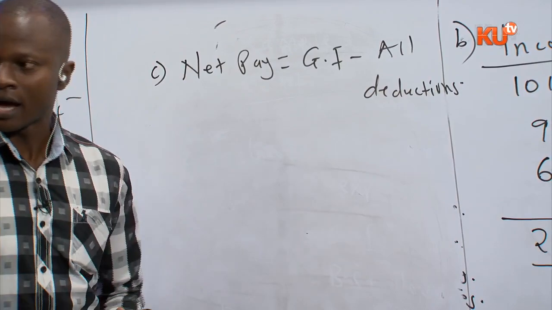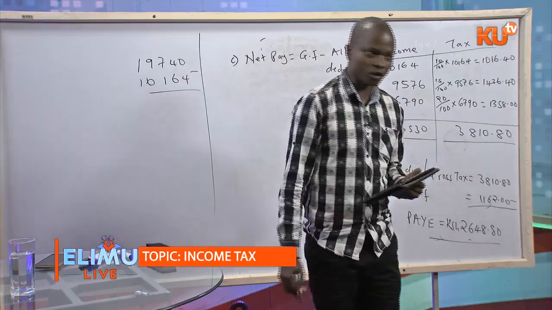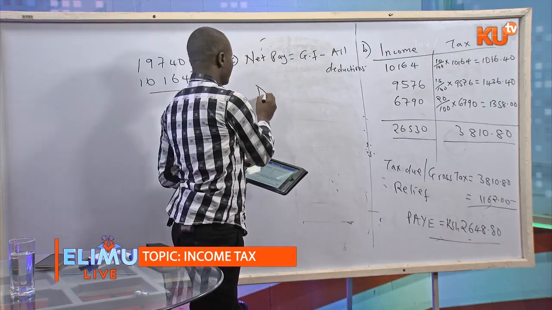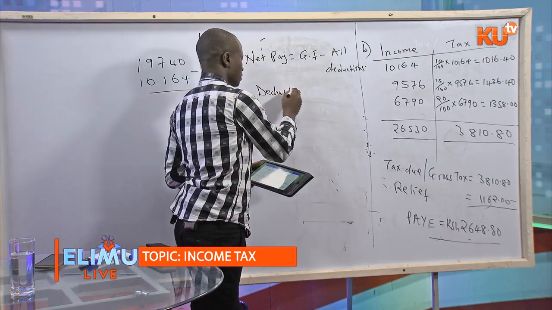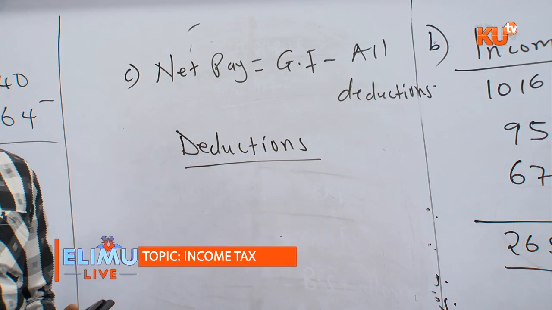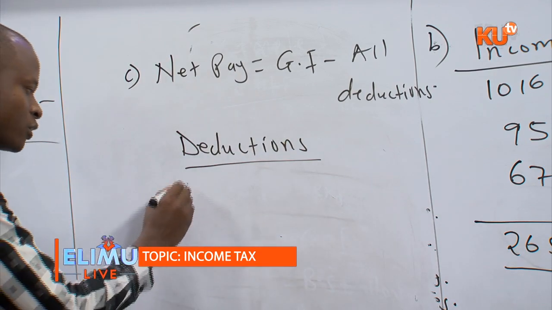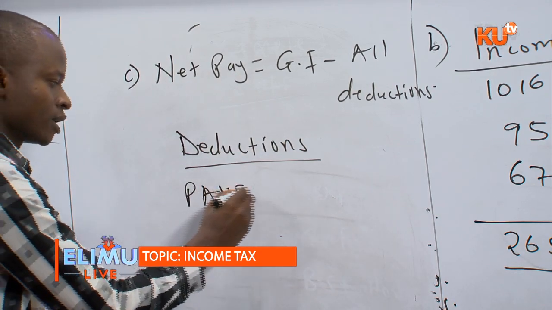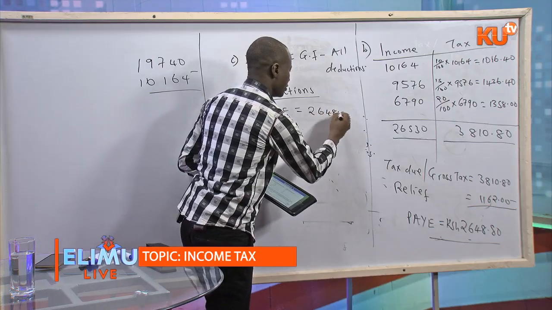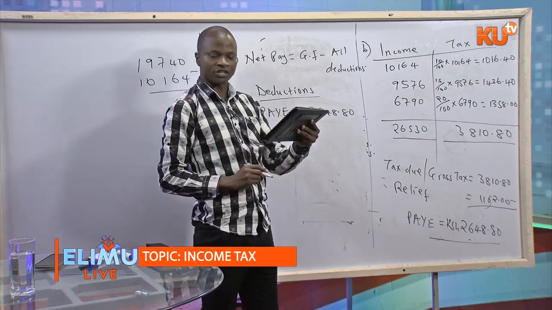Now, to be sure and to make the person looking at your paper understand that actually you knew what you are doing, you can just list here the deductions. So you write here deductions. The first deduction, what did we say? The first deduction is payee. So you write here payee. How much? That is 2648.80.